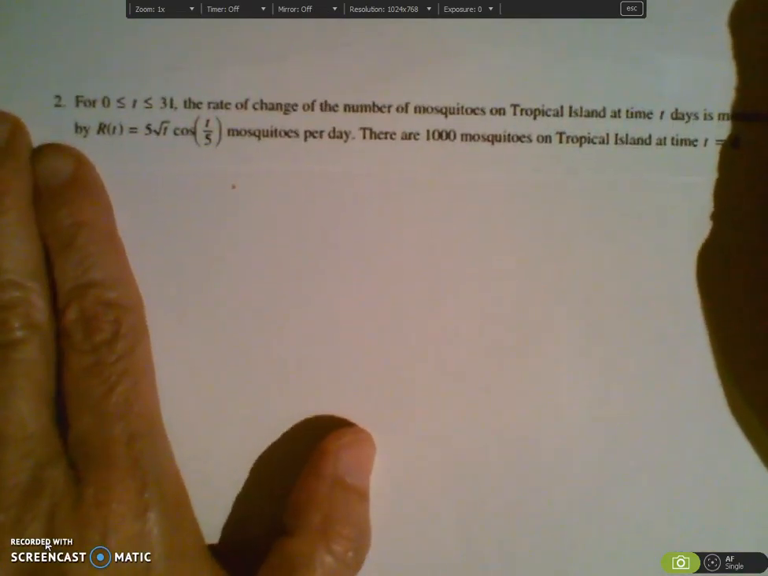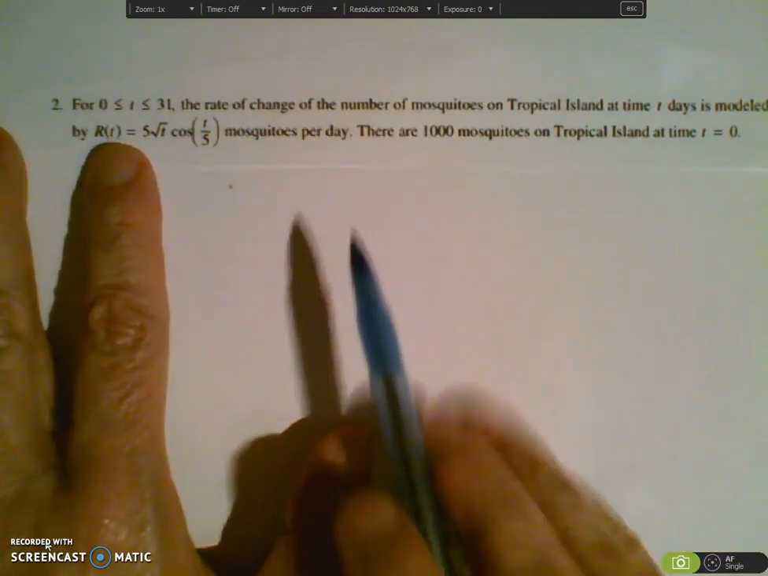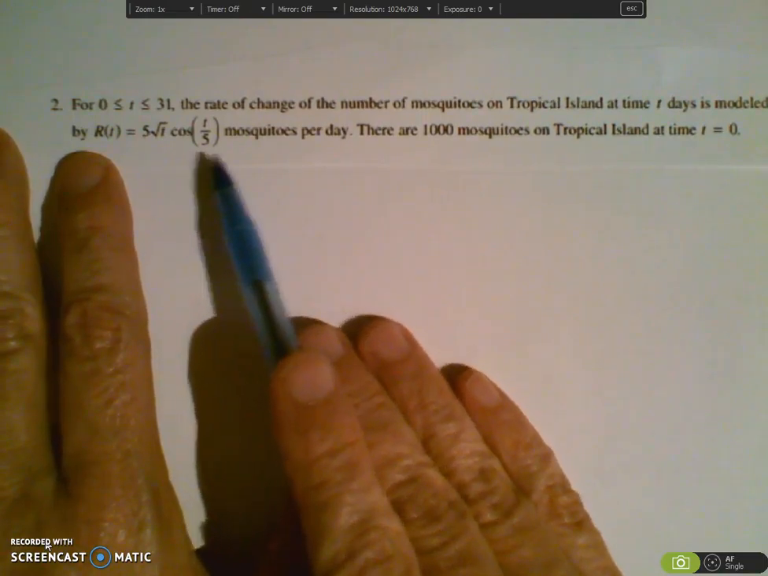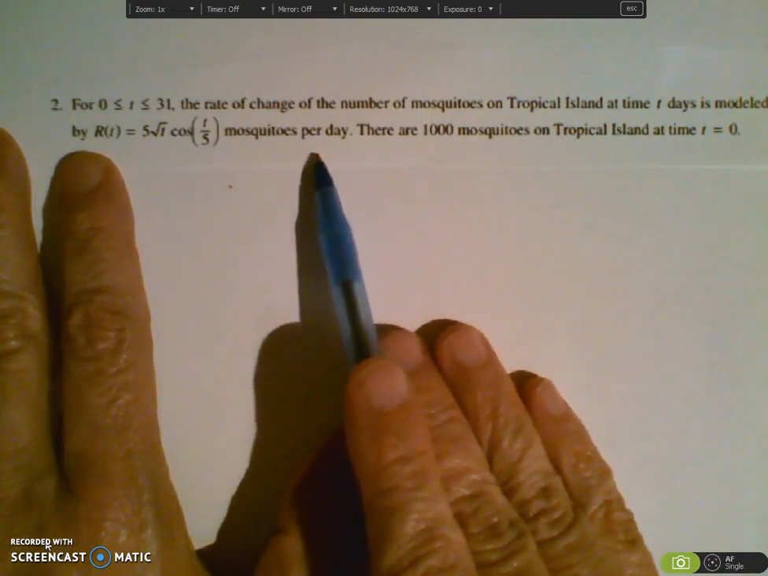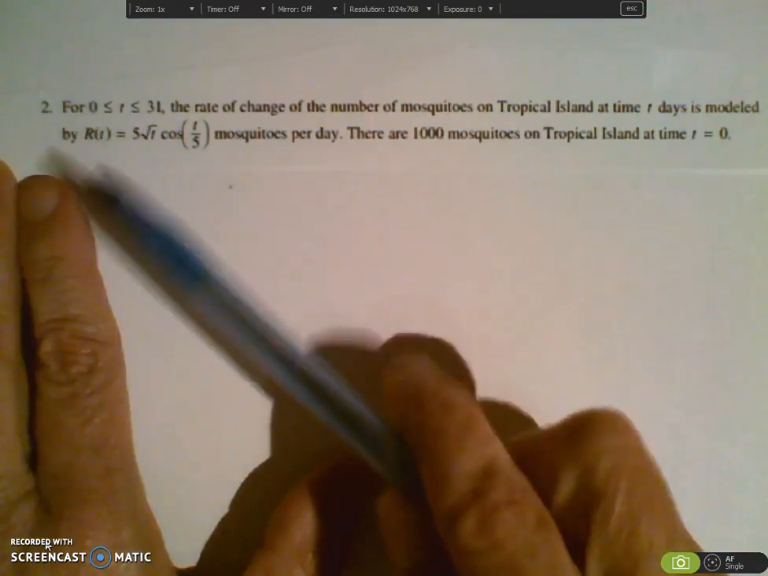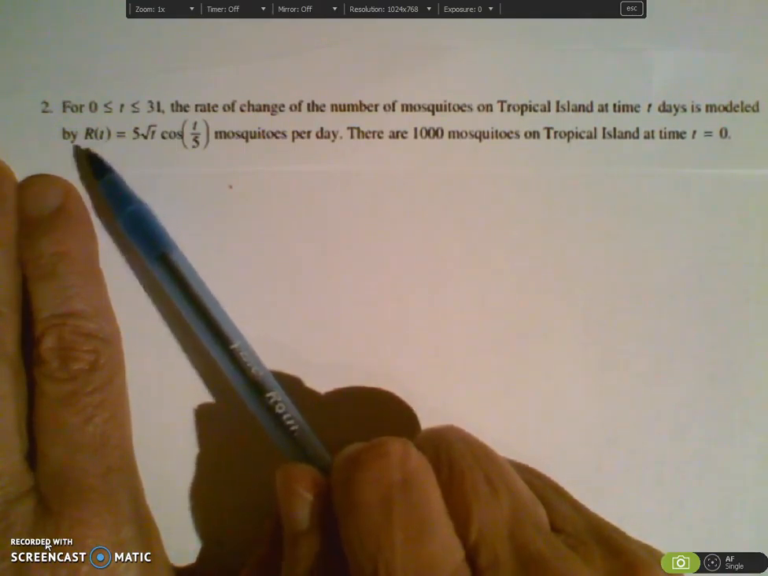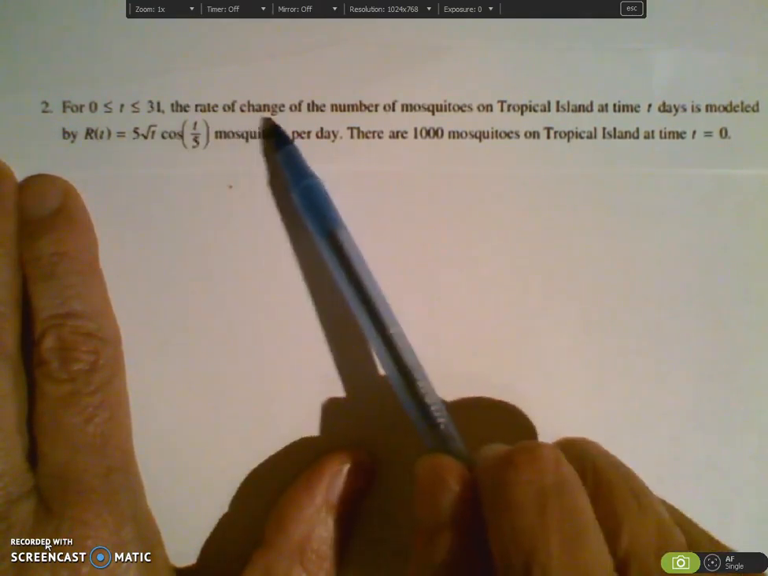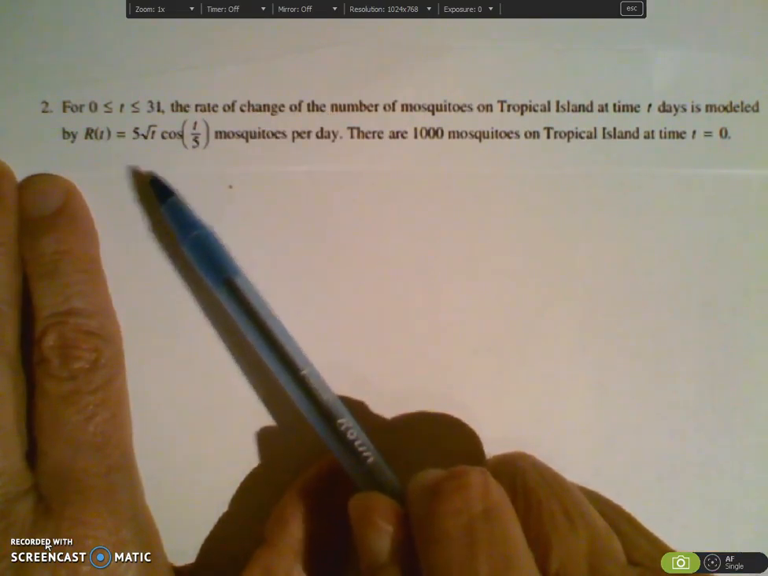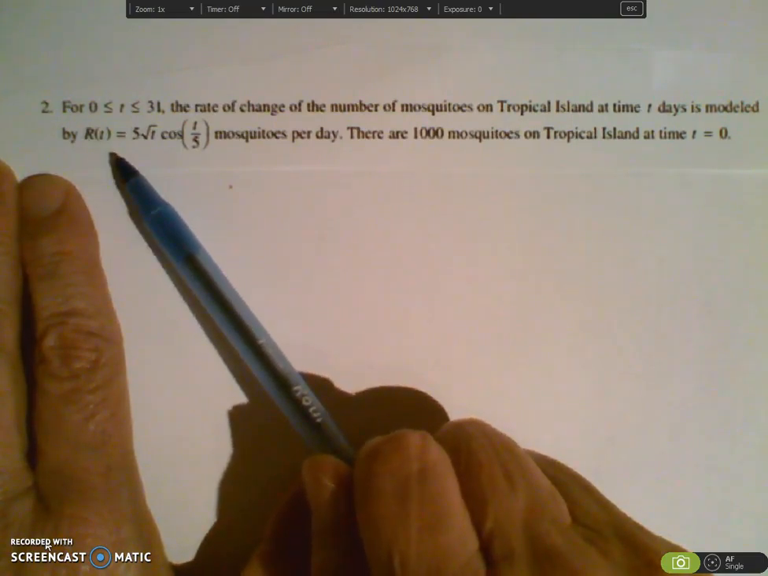In this first example, what we've been given is the rate of change of the number of mosquitoes on Tropical Island. It's represented by this function here, which is measured in mosquitoes per day. So notice what we have is a rate function. If we were just to evaluate this at a t-value of 14, for example, we would be finding the rate of change in the number of mosquitoes on that particular day. If we were to take the derivative, we'd be finding the rate of change in the rate of change.